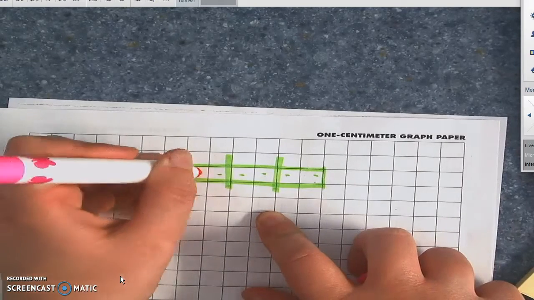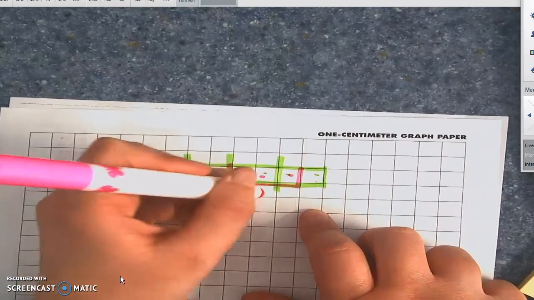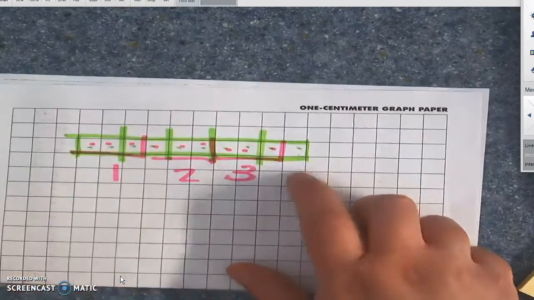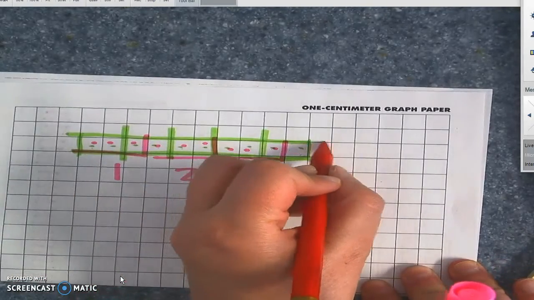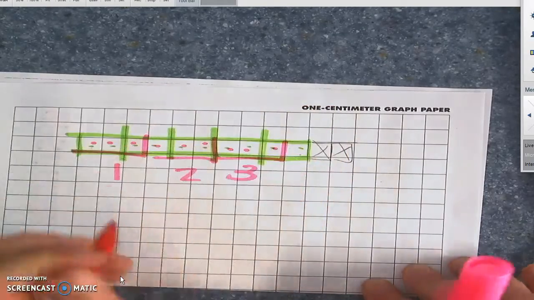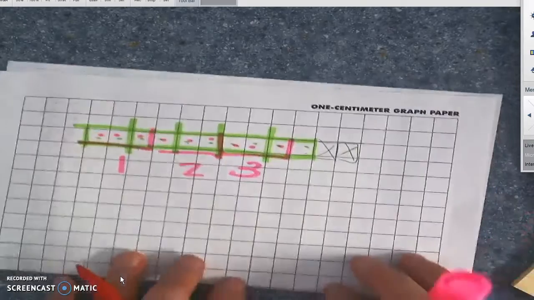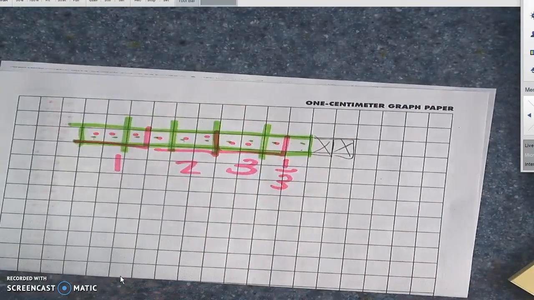So that's 1, 2, 3, and then I have this one piece left over. If it was another whole group, I would have 3 pieces. These are my ghost boxes that I don't really have. So since I have 1 out of the 3 pieces, this is 1/3.